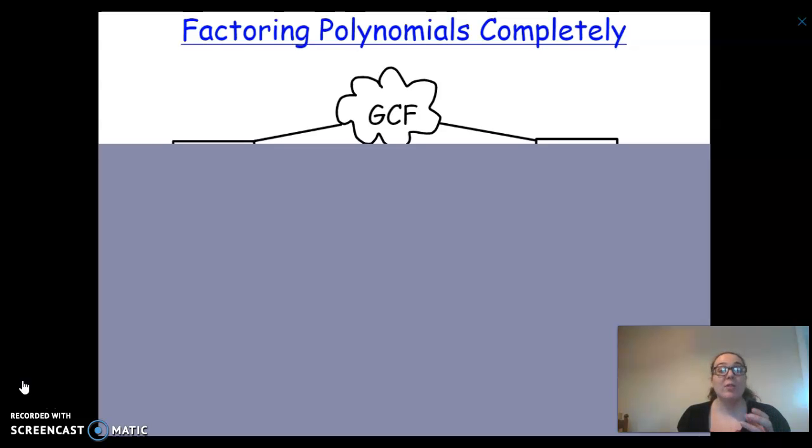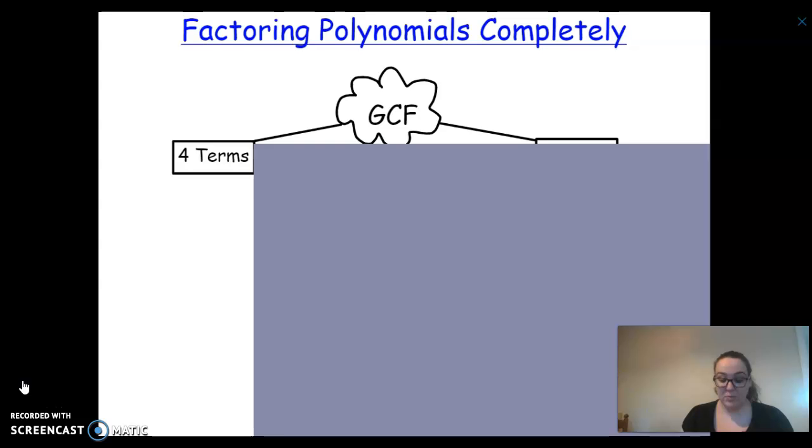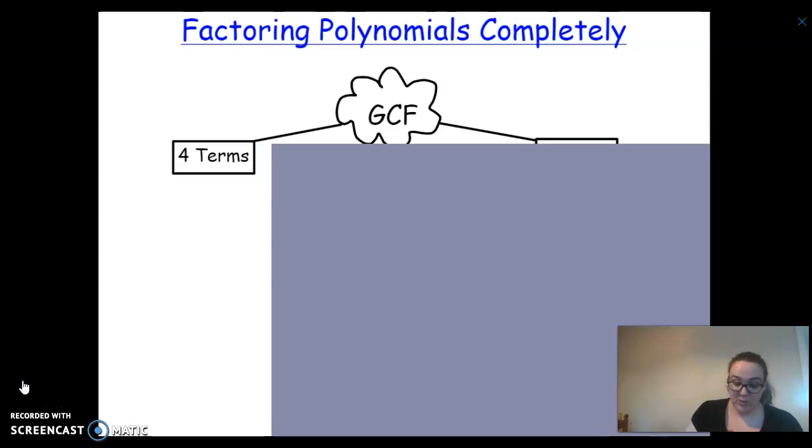So it is very important that for every question from here on out, you first look for a greatest common factor. Sometimes you're going to take out a greatest common factor and that's all you can do. There's no further you can go. After you look at your greatest common factor, you're then going to look at the number of terms that are left. For example, if we have 4 terms, I am set up so that I can do grouping.